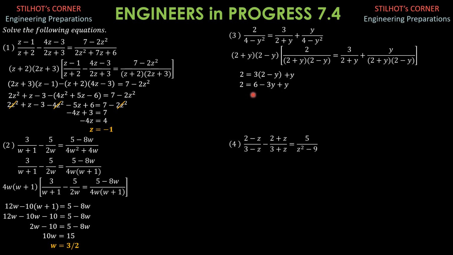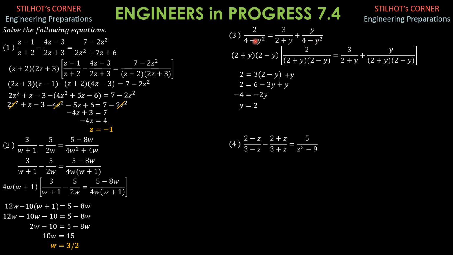And this is reduced to 2 minus 6, negative 4. Negative 3y plus y is negative 2y. Divide everything by negative 2. Negative 4 over negative 2 is positive 2. So y is 2.